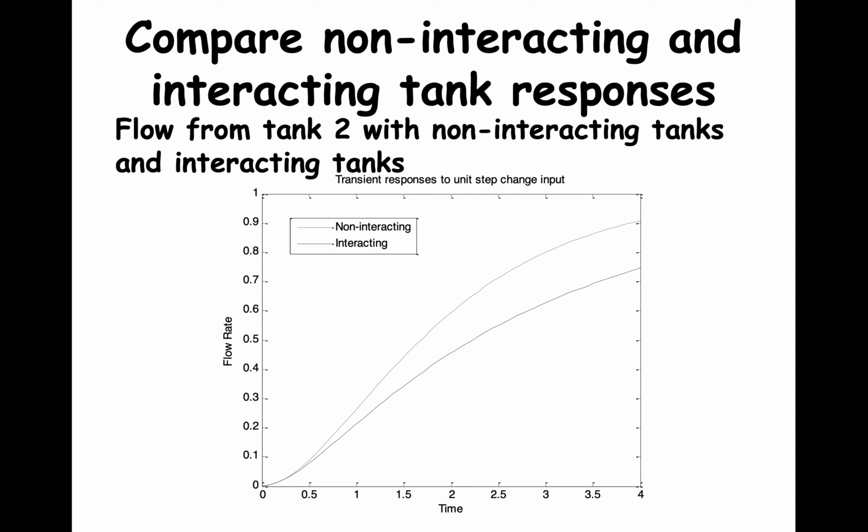Here, we show the outlet flow rate from tank 2 for both the non-interacting tank case and the interacting tank case. The horizontal axis is time in seconds, and the vertical axis is fluid flow rate. For the conditions specified for the problems, the flow rate from non-interacting tanks was higher than the flow rate from tank 2 for the interacting tank case.